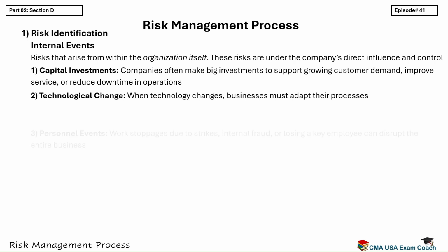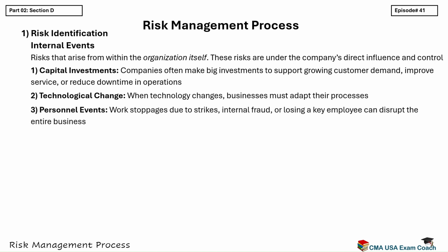3. Personnel events. Employees are a critical resource, but they also bring risks. Work stoppages due to strikes, internal fraud, or losing a key employee can disrupt the entire business. For example, if the head of IT suddenly resigns, the company may face delays in system upgrades or ongoing projects.